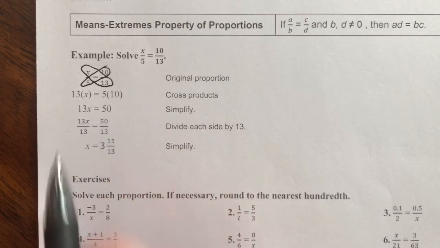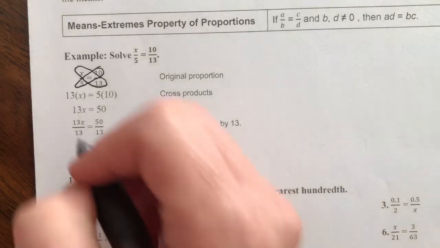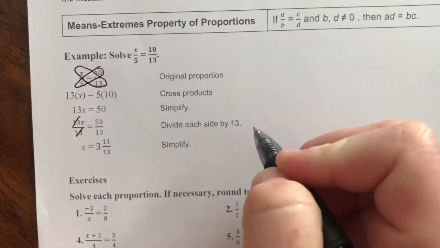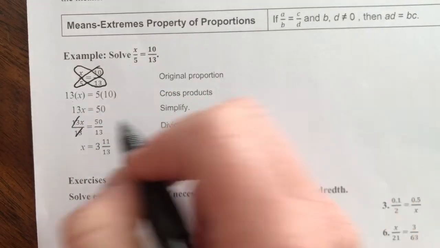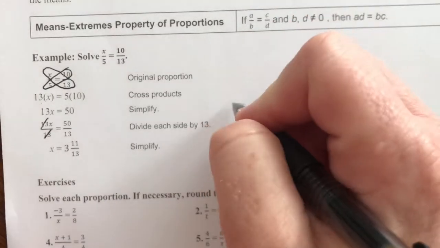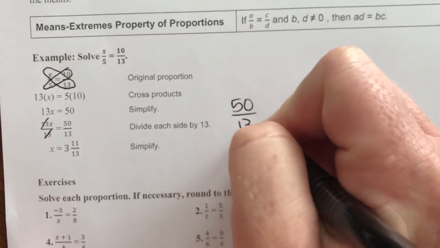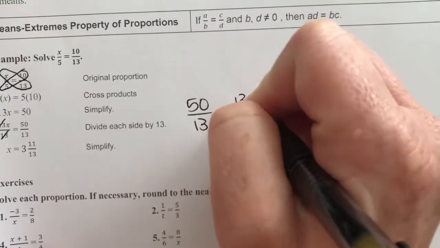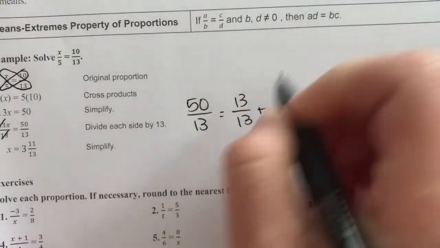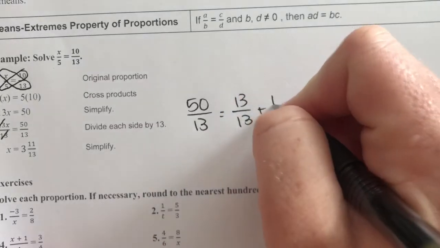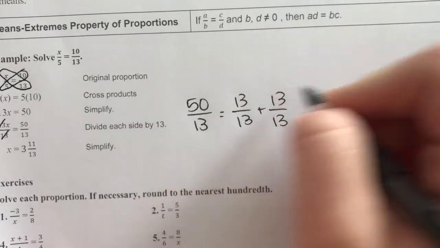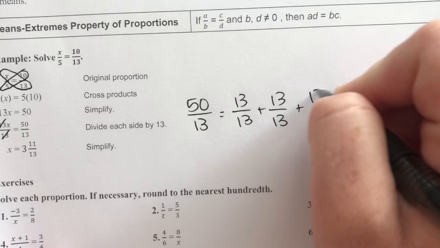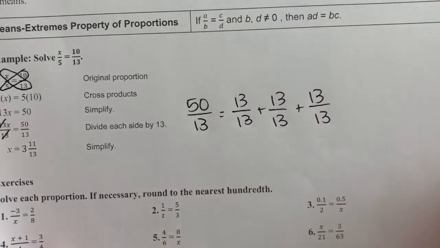And to get x alone, now I need to divide both sides by 13. The 13s cancel. 50 divided by 13. Now we simplify that fraction. If we have 50 over 13, we can separate this into a few whole numbers, right? So I've got my first whole number. The top should add up to 50. My second whole number, now I've got 26. My third whole number, now I've got 39.